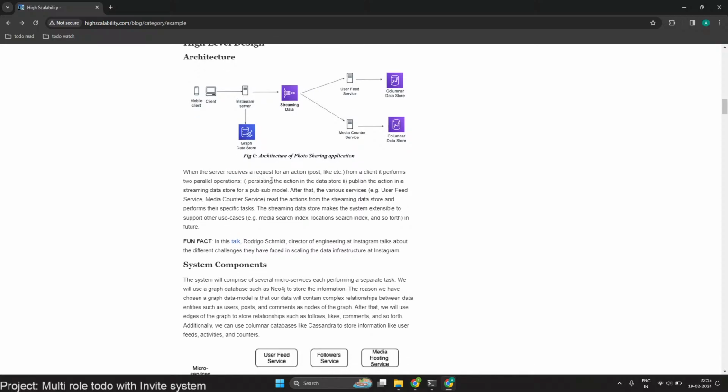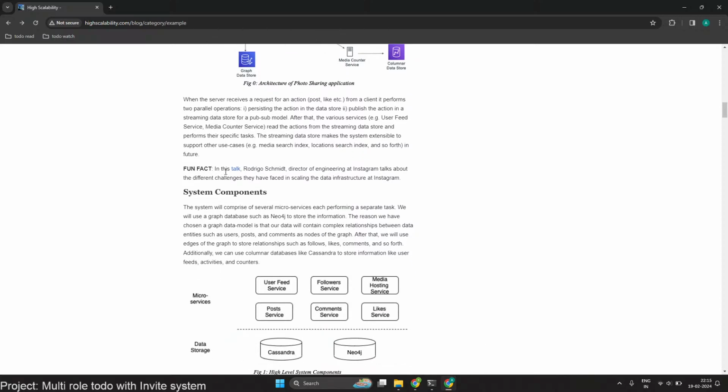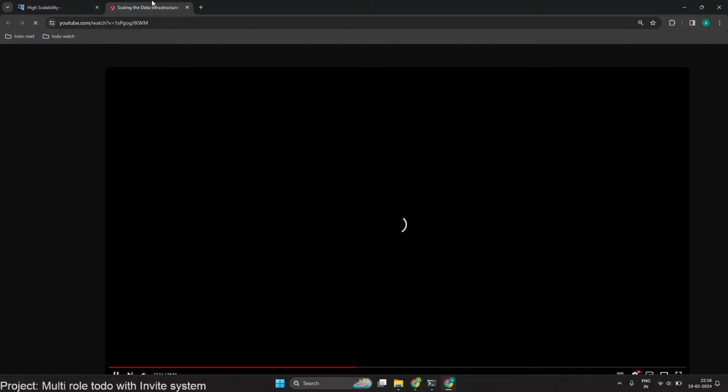When the server receives a request from an action like a post from a client, it performs two parallel operations: it persists the action in the data store, and publishes the action in a streaming data store for the purpose of the model. After that, the various services, for example the user feed service and media counter service, read the action from the streaming data store and perform the specific task. The streaming data store makes the system extensible to support, for example, media search index, location search index, and so forth in the future.